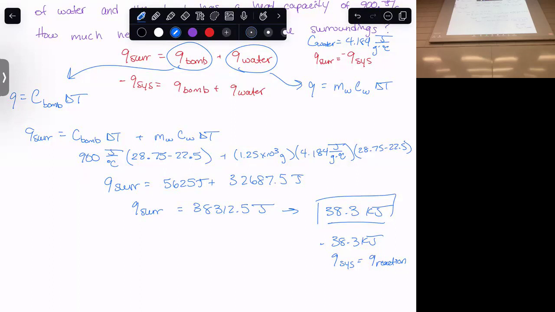Any other questions on this one? Just help a little bit with the calorimetry, seeing the words and getting it written out. Great. Last example, Q system with negative Q surroundings. Yep. So this one is Q surroundings with negative Q system.